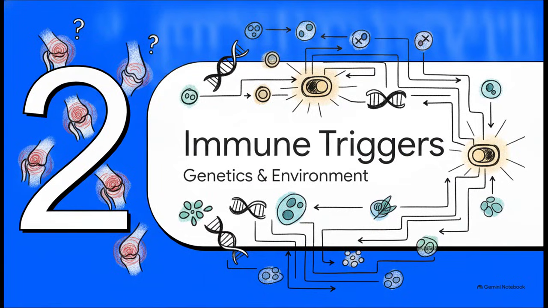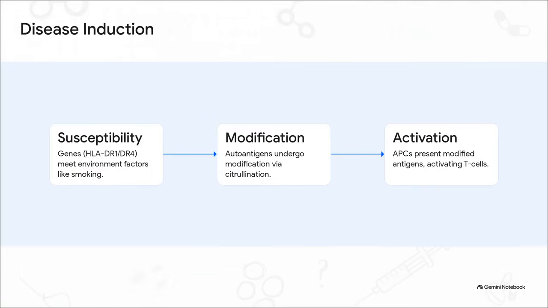Section 2. Immune triggers and susceptibility. So, knowing which joints are targeted, how does this whole immune cascade actually begin? What flips the switch from a healthy, functioning joint to a site of chronic autoimmune destruction? Well, it's a multi-step progression. First, an individual usually carries specific susceptibility genes, most notably human leukocyte antigens, HLA-DR1 and HLA-DR4. But genetics alone aren't usually enough to tip the scales.